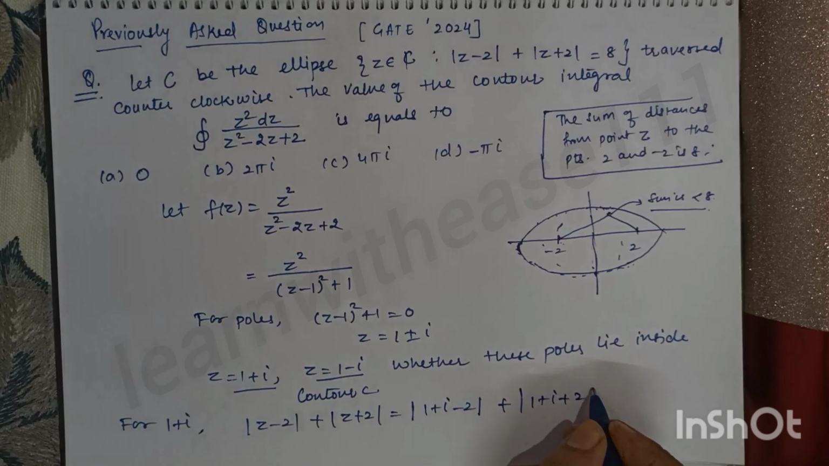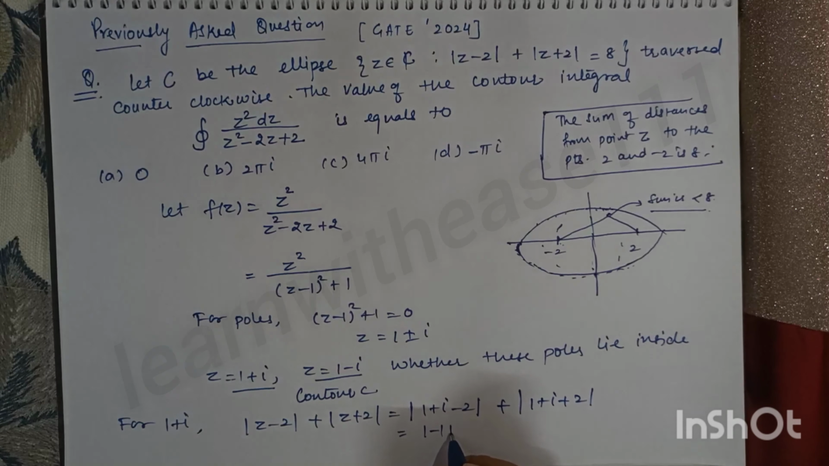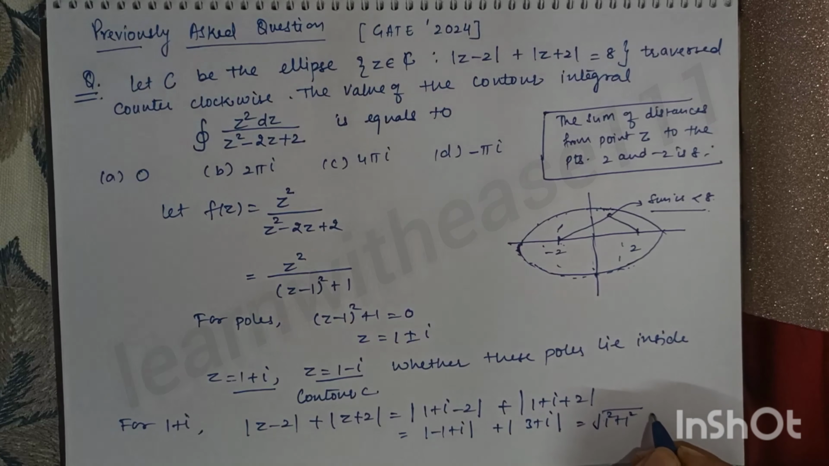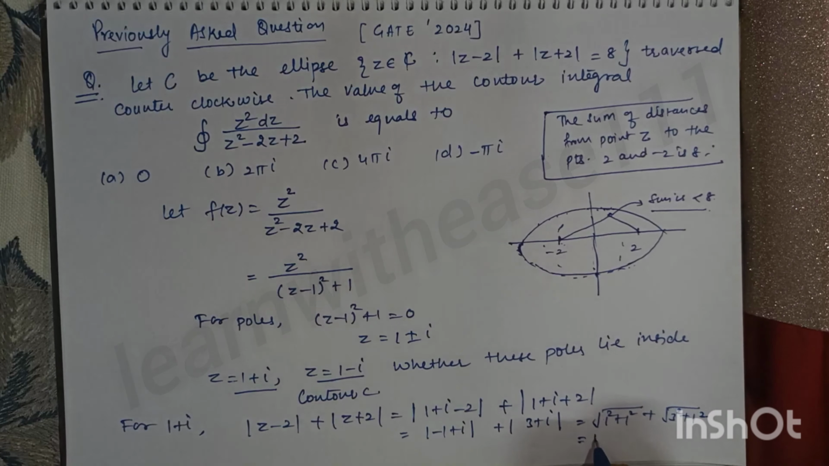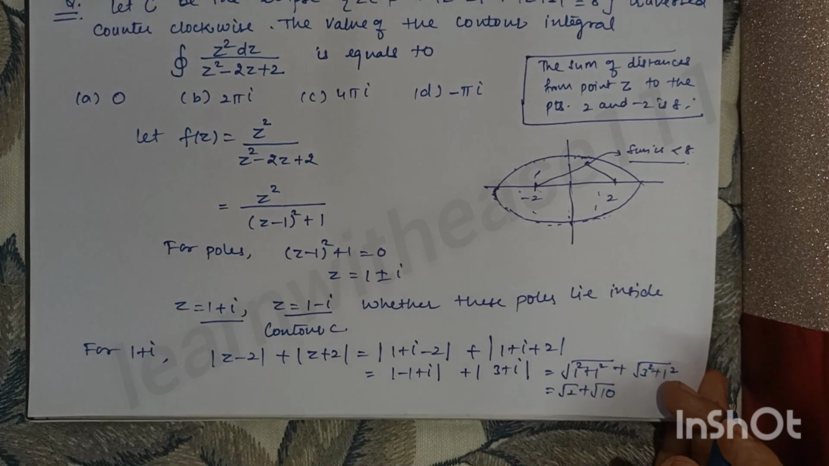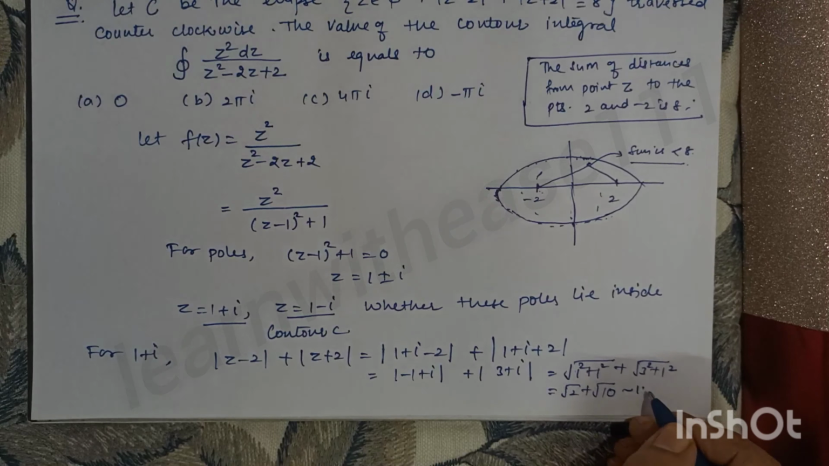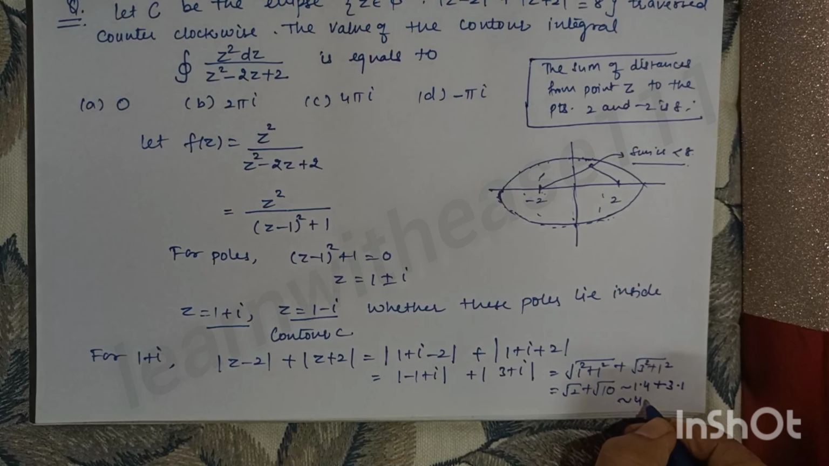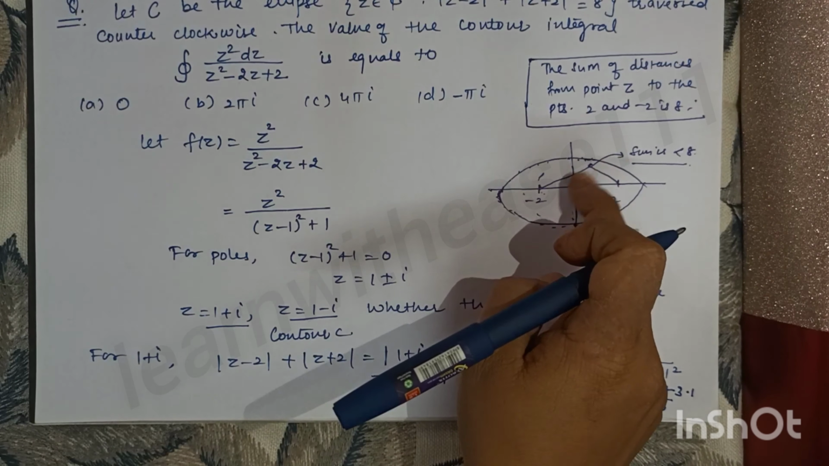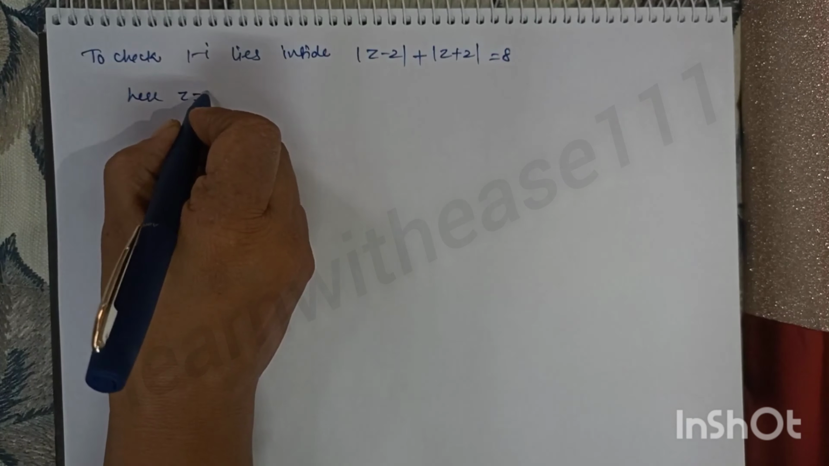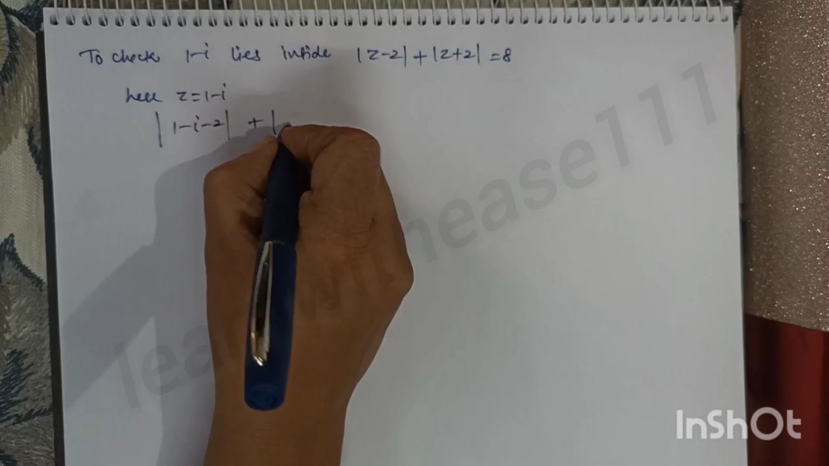After substituting, the modulus is the square root of the square of the real part plus the square of the imaginary part. So it is √(1² + 1²) + √(3² + 1²), which comes to √2 + √10. √2 is 1.4 something, √10 is 3.1 something, so the value is around 4.5, which is less than 8. The distance is less than 8, which means the point lies inside the contour.